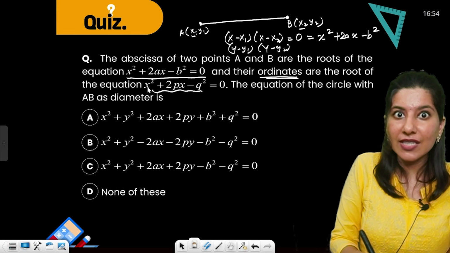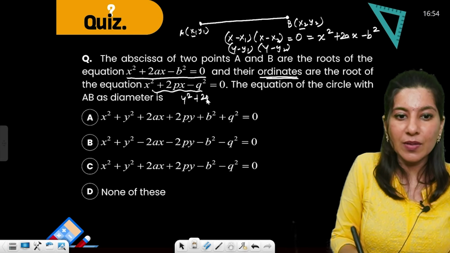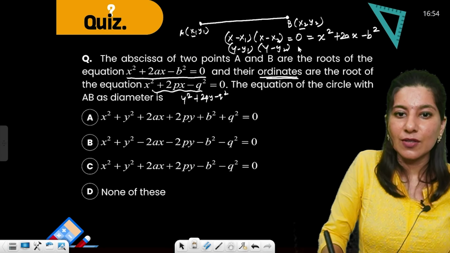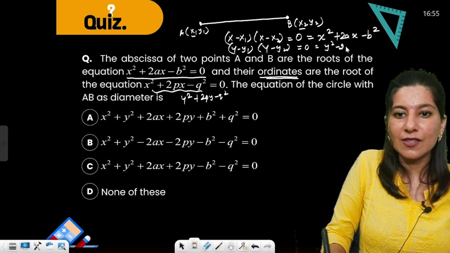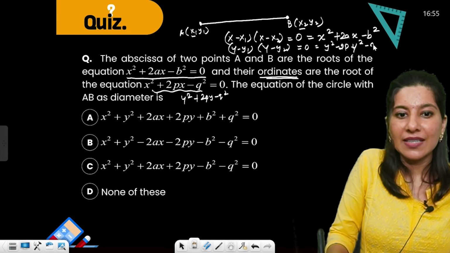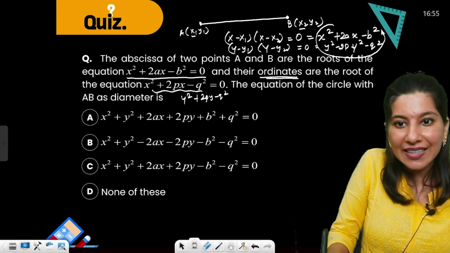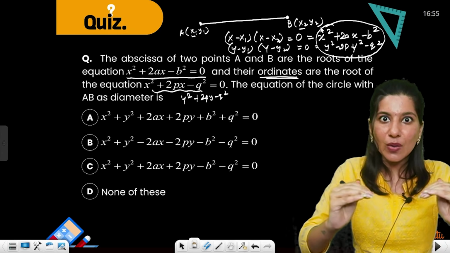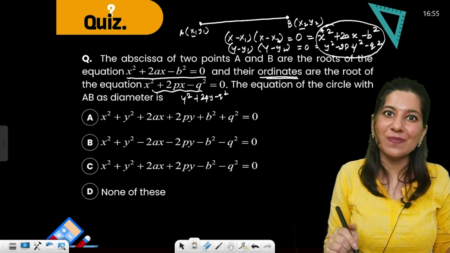So we have to convert this in y: y square plus 2py minus q square equals 0, and y square minus 2py minus q square. You just have to add these two equations. Once you add these two equations, you will get your equation of circle.